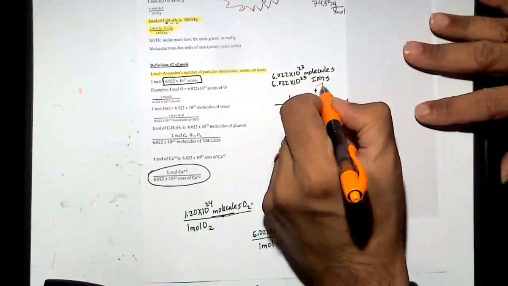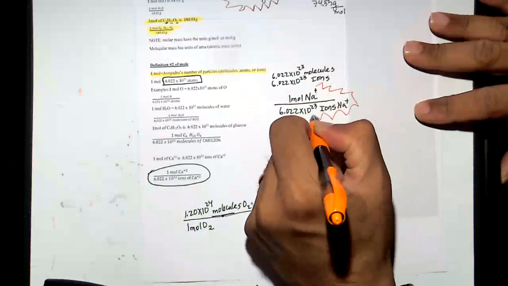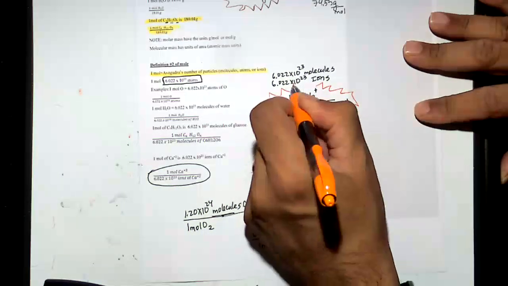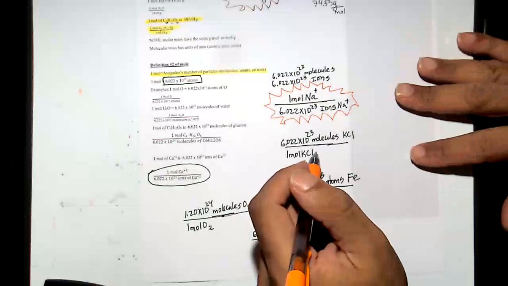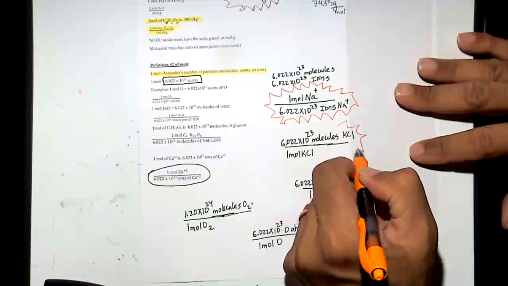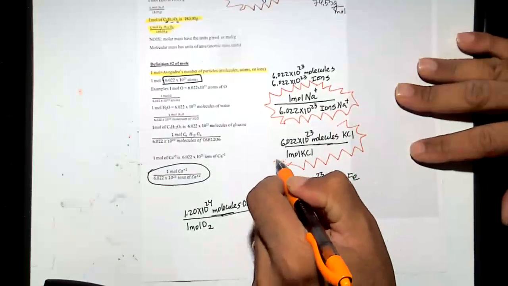So this is the second definition. It's Avogadro's number. I'll give that number, but it's good if you know it, but if you don't want to know it, I'll give that. It's 6.022 times 10 to the 23.